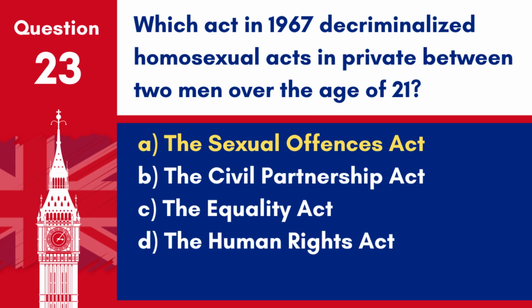Answer: A. The Sexual Offences Act. The Sexual Offences Act of 1967 was a significant reform that decriminalized homosexual acts in private between two consenting adults over the age of 21, marking a major step forward in gay rights in the UK.